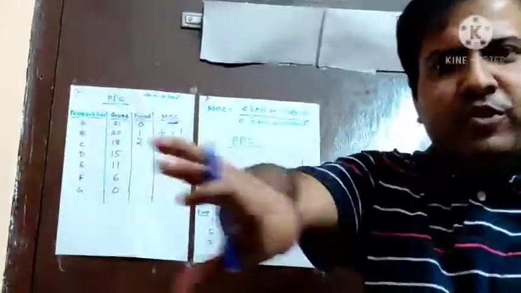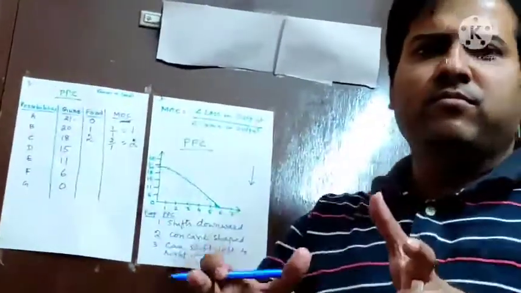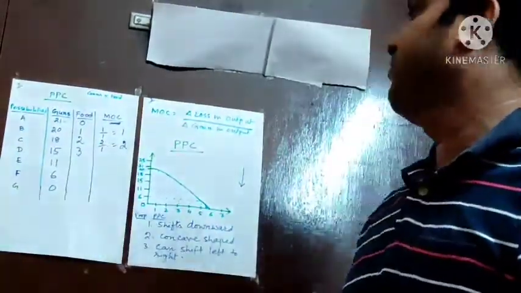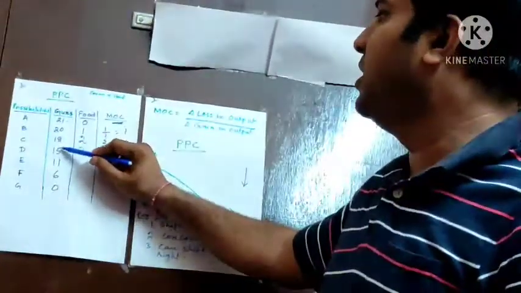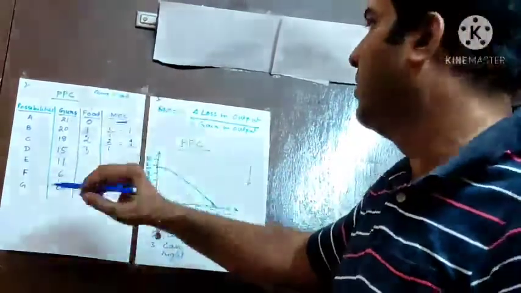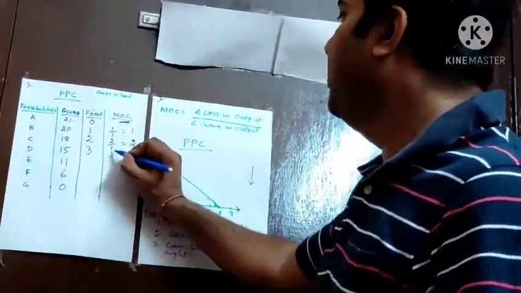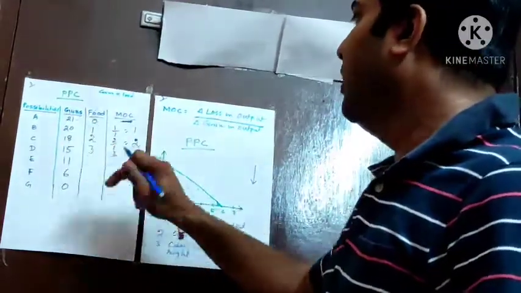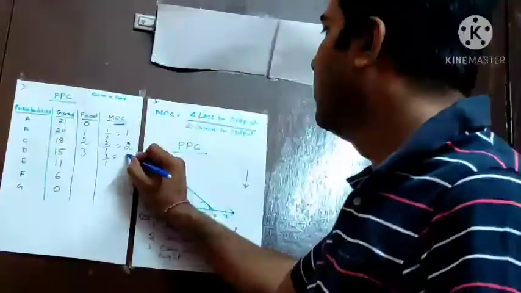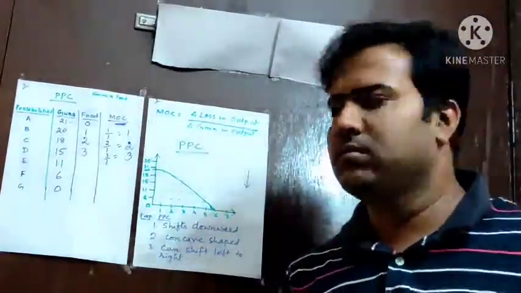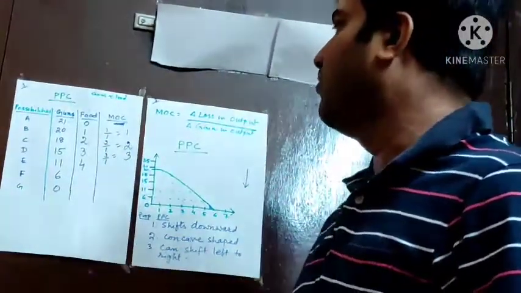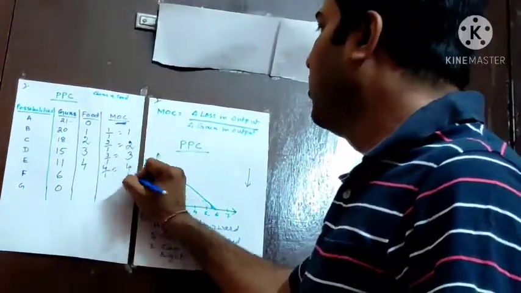Then again we distribute a few more workforce to food. We increase it to 3. Then automatically you see from 18, 3 is reduced, 15 is there. MOC 3, loss 3, gain 2 minus 3, 1. MOC will be 3. Again, in the same way, 4. 15 minus 11, 4. 4 divided by 1 equals 4.